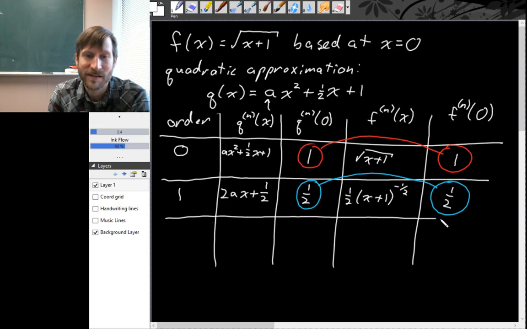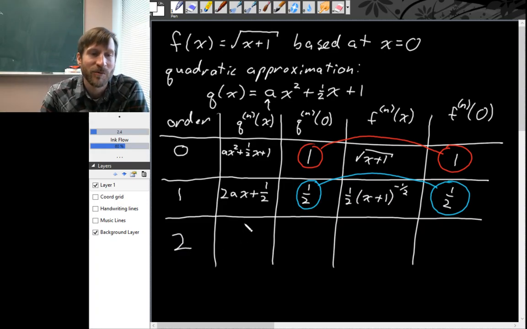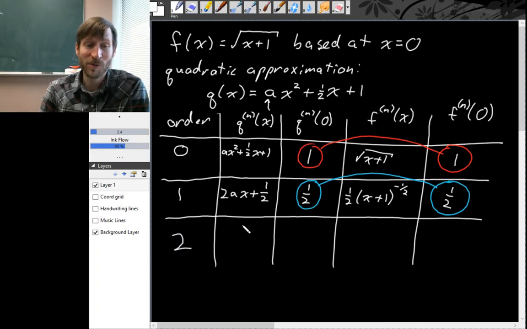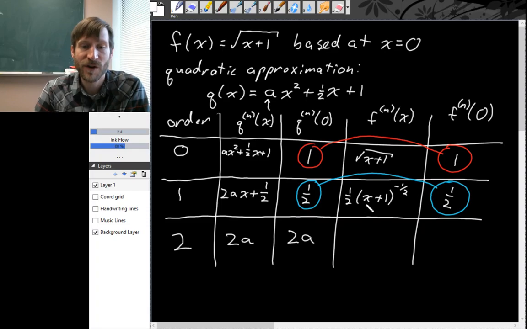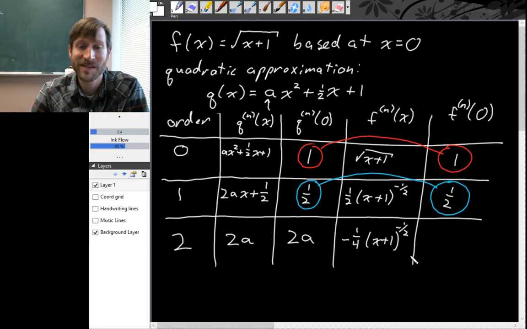All right. So now let's look at the second order derivative. So when we take one more derivative for the polynomial q, we get 2a for its second derivative. And when we evaluate that at x equals 0, we get 2a. For the function f, when we take its second derivative, we get minus 1/4 times x plus 1 to the minus 1/2. And when we evaluate this at 0, we get minus 1/4.